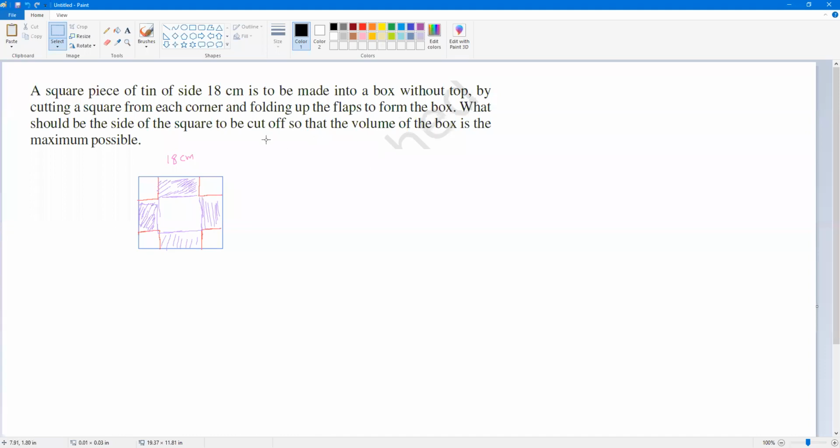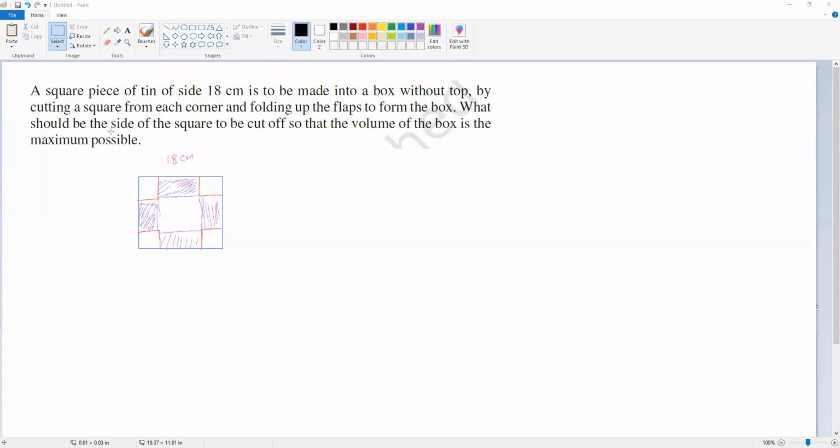So what should be the side of the square to be cut off? That is what we need to find out. What should be the side of the square to be cut off, so that the volume of the box is maximum possible.